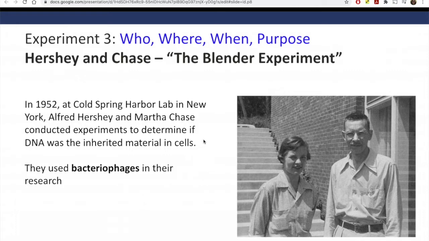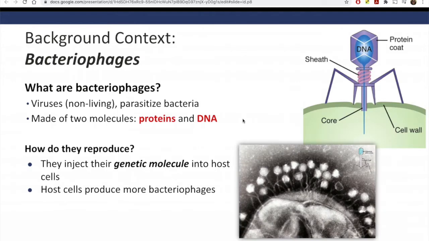Let's learn a little bit more about bacteriophages before we talk about their experiment. So bacteriophages are really cool. They are a type of virus, which again, viruses are non-living. We might talk about that later, but just know that viruses are not living organisms. But viruses, specifically the type that parasitize bacteria, are called bacteriophages. And bacteriophages are made of only 2 molecules. They're made of proteins and DNA.